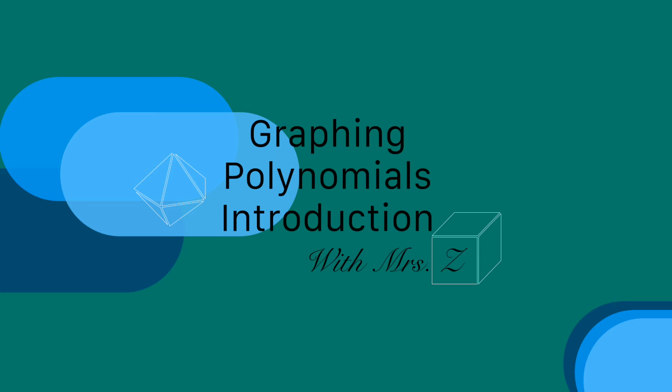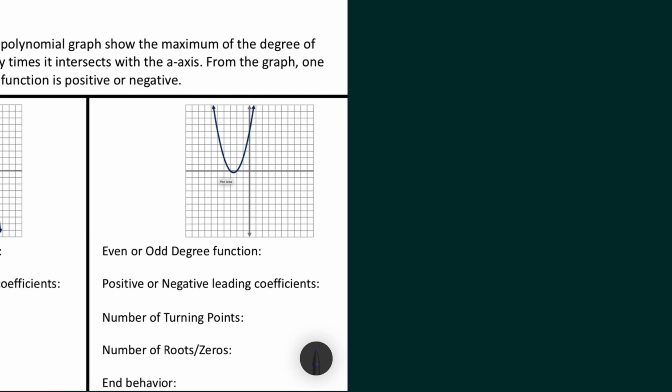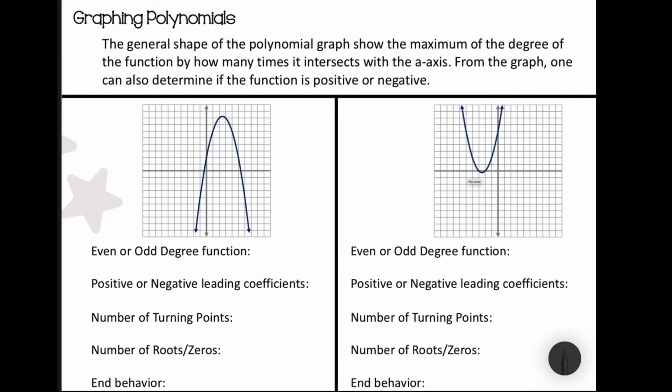This video is about graphing polynomials. It's an introduction to the correlation between the graph and the equation. The general shape of the polynomial gives some hints on what the equation of the polynomial looks like. From the graph, we can determine multiple things about the equation.